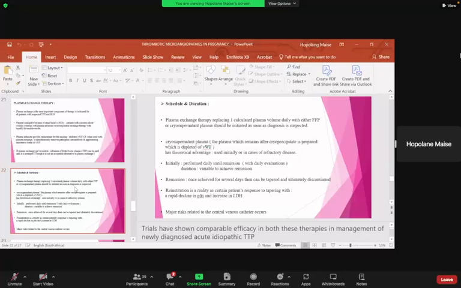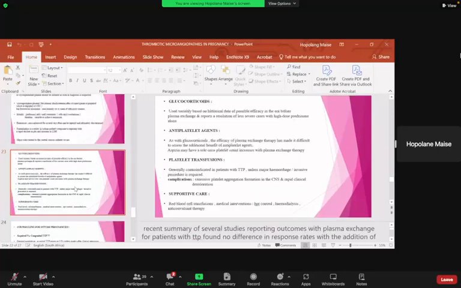The glucocorticosteroids can be used variably based on historical data of possible efficacy in the era before plasma exchange, and reports of resolution of less severe cases with high doses of prednisone alone. As with the glucocorticoids, the efficacy of plasma exchange therapy has made it difficult to assess the additional benefits of antiplatelet agents. Aspirin may have a role once platelet count increases with plasma exchange therapy. Platelet transfusion is generally contraindicated in patients with TTP unless there is major hemorrhage or an invasive procedure is required.